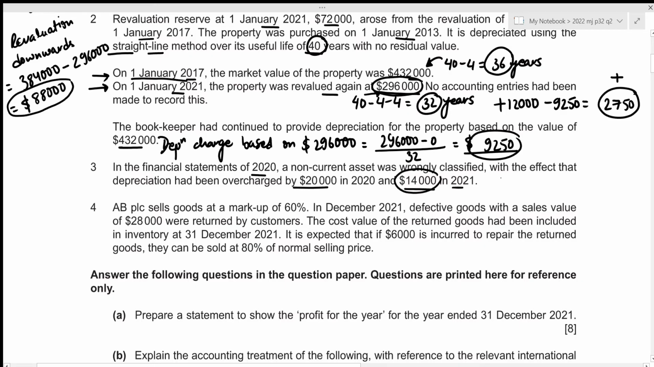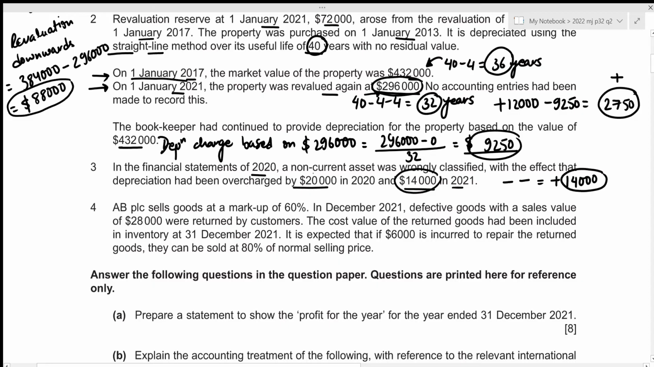And remember, depreciation is an expense which should be subtracted while calculating our profit. And if this amount is being overcharged, in order to rectify this error, we should be subtracting it, right? So that's a negative, which again results in a positive. So this just means that we should be adding this amount of 14,000 back into our draft profit from operations in order to figure out the correct profit for the year.